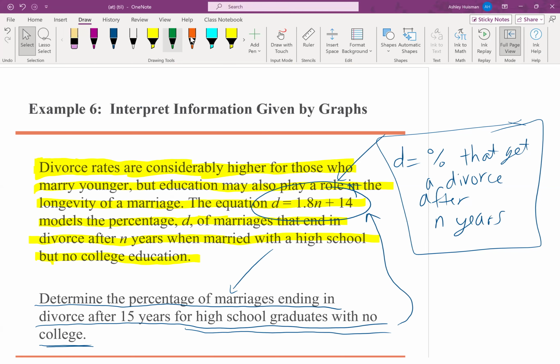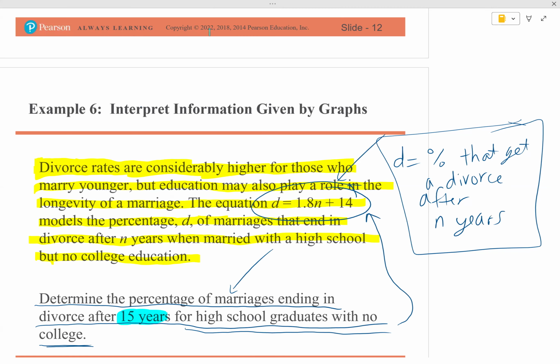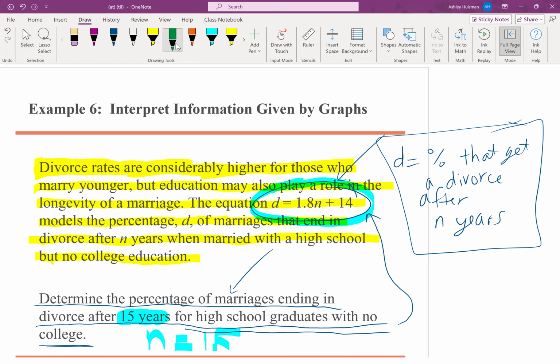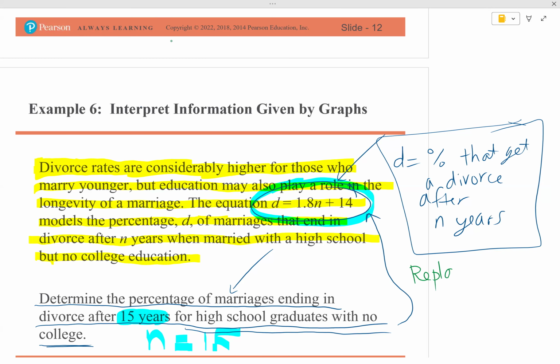But it looks like what's going on here is they gave us 15 years. What is 15? That's N. So N is 15. I think that would mean I can take this equation, D equals 1.8 N plus 14, and replace N with 15. Replace N with 15 in the equation given. D equals 1.8, and it should spit out the percentage of the marriages that ended in divorce. There we go. Okay.